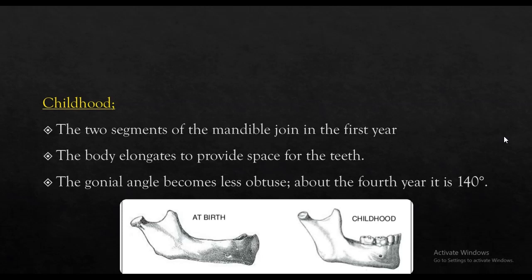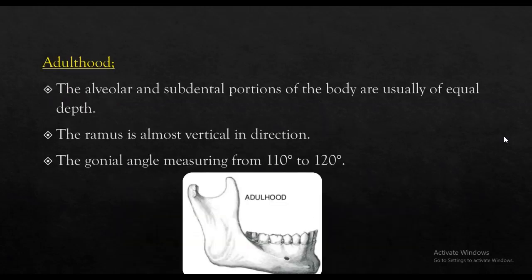The body elongates to provide space for teeth. The subdental portion gets thicker, which enables the jaw to withstand the powerful action of the masticatory muscles. The gonial angle becomes less obtuse. The alveolar and subdental portions of the body are usually of equal depth. The ramus is almost vertical in direction, and the angle is measuring from 110 to 112.